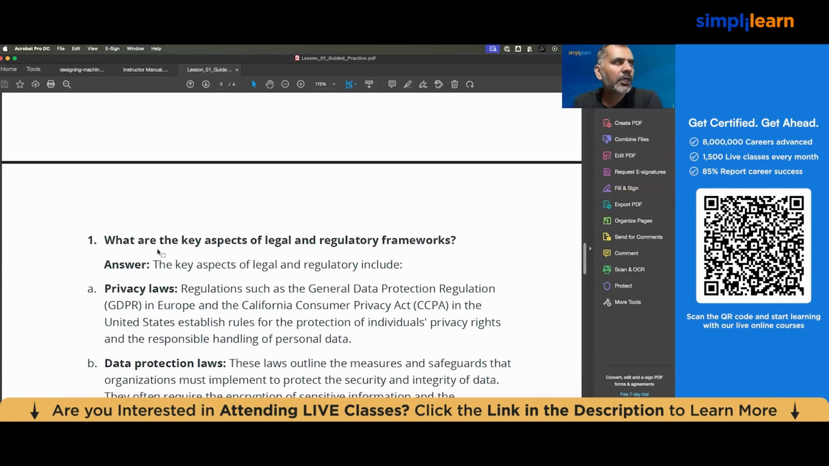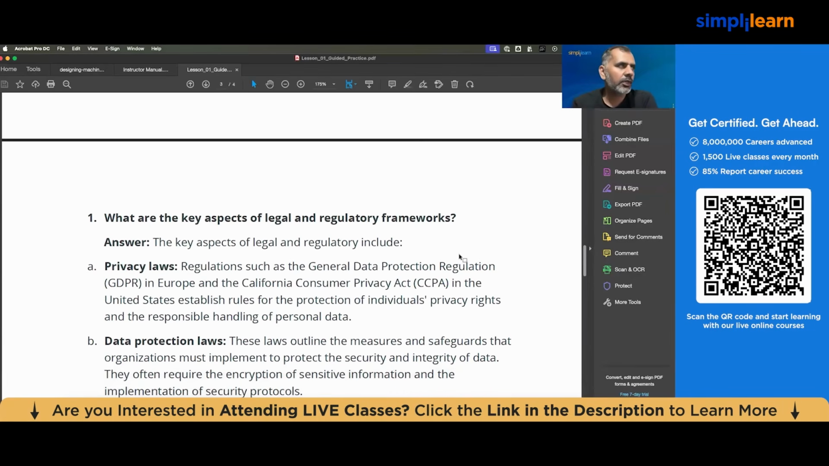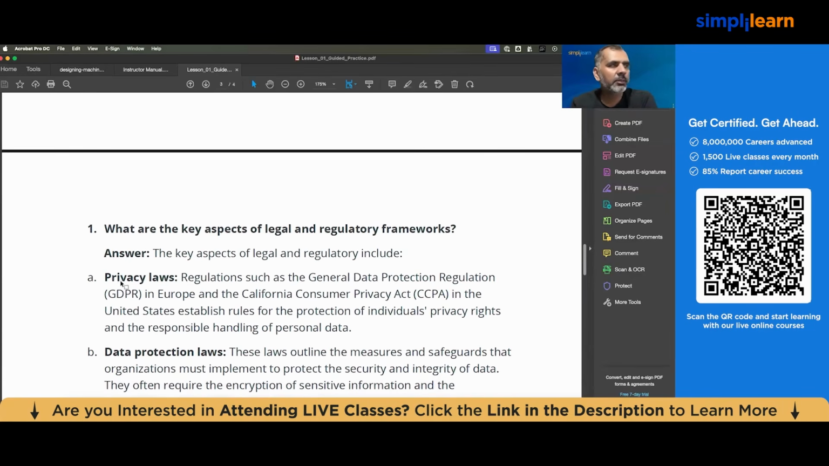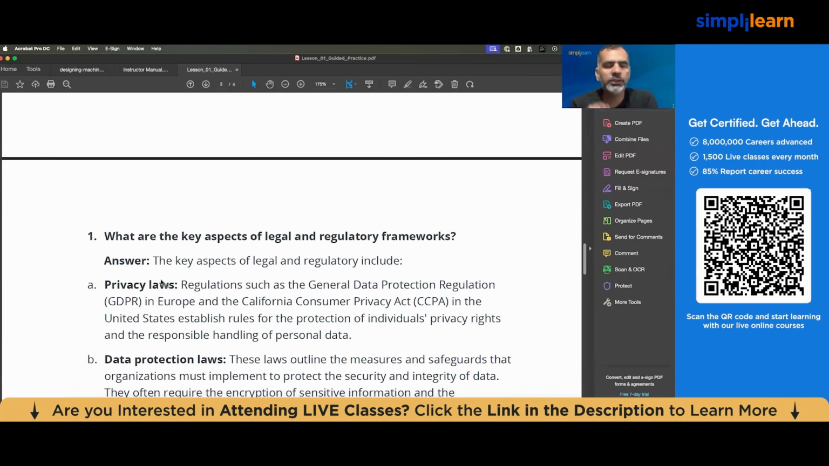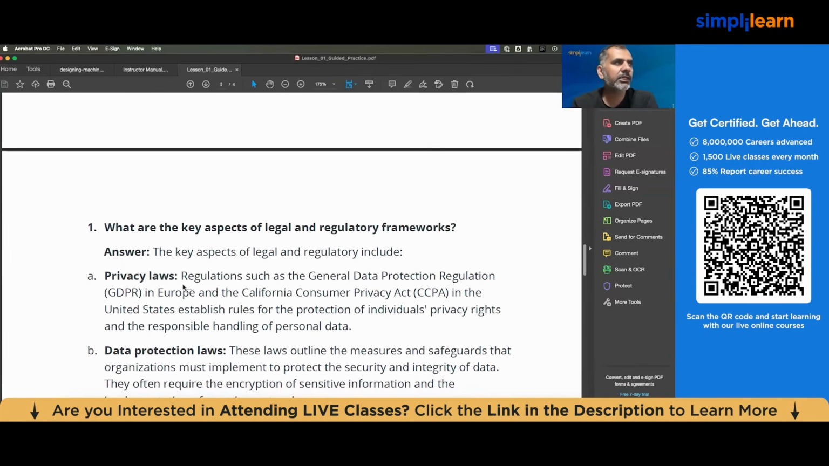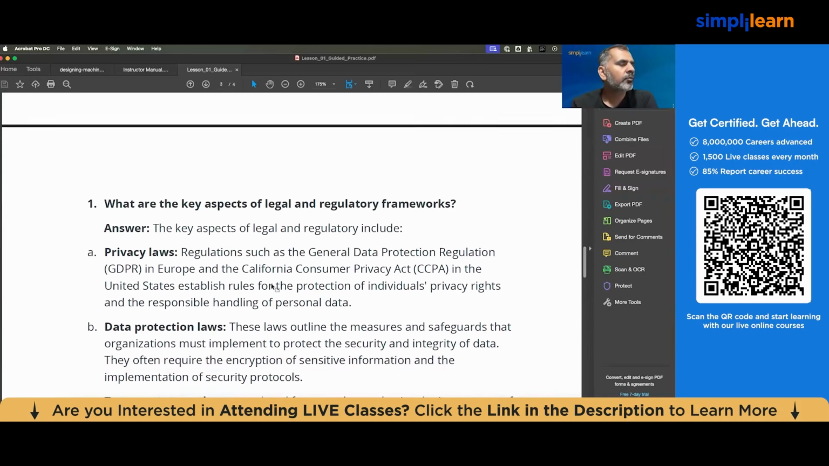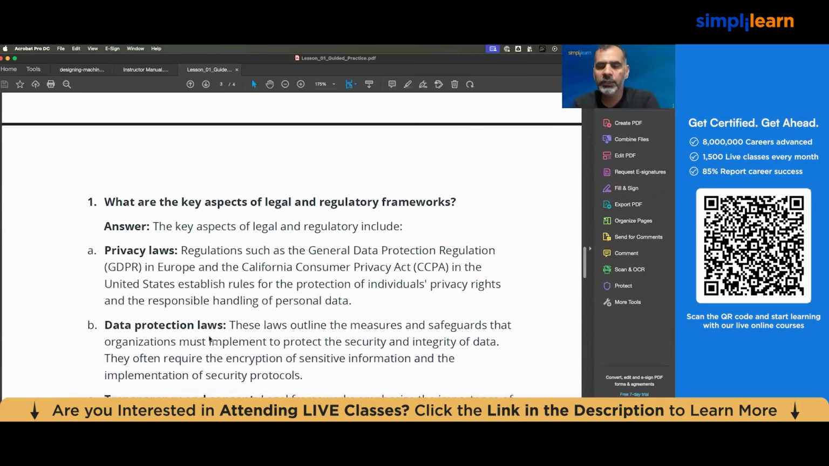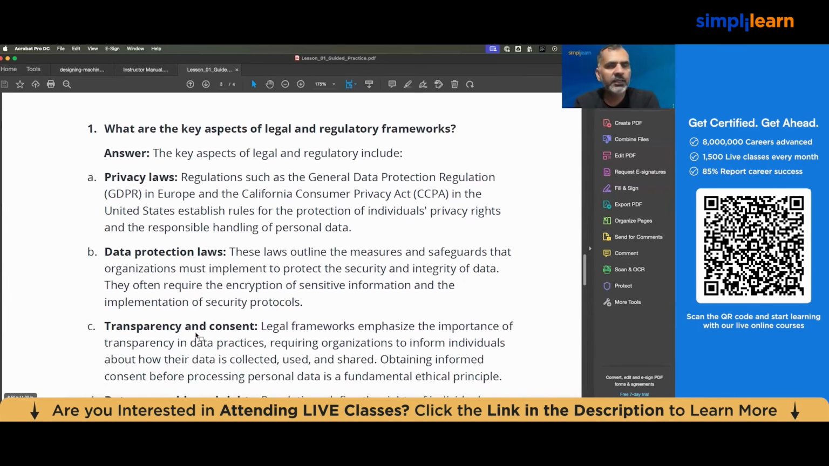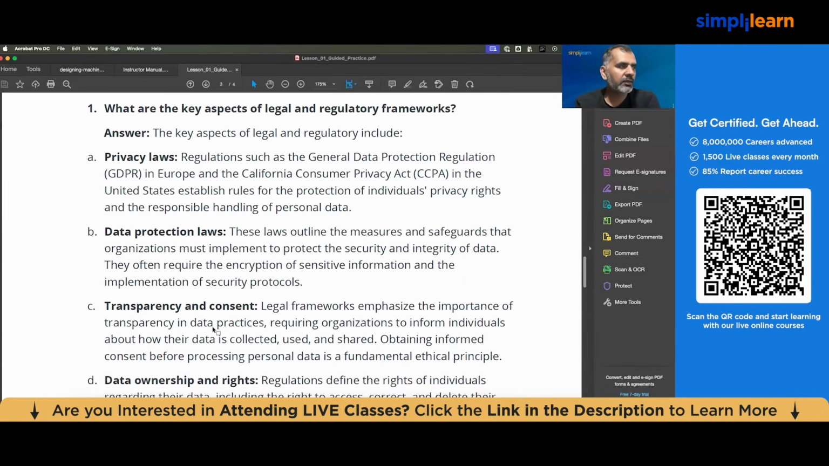Now, what are the key aspects of legal and regulatory frameworks that we introduce here? One is privacy law, because we are talking about sensitive information that is definitely being protected here. Then data protection law, which talks about data security, how you should store the data and how you should transfer the data. The transparency and consent law talks about taking consent from the end user if I'm sharing your data, so that takes transparency and consent.